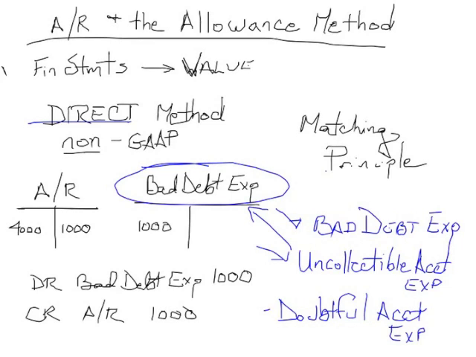Okay. So now you know how not to do it, the direct method. In this class, most often, you do have to understand the direct method, but most often we're going to use the allowance method. So let me clear all that off and show you the GAAP method of doing this.